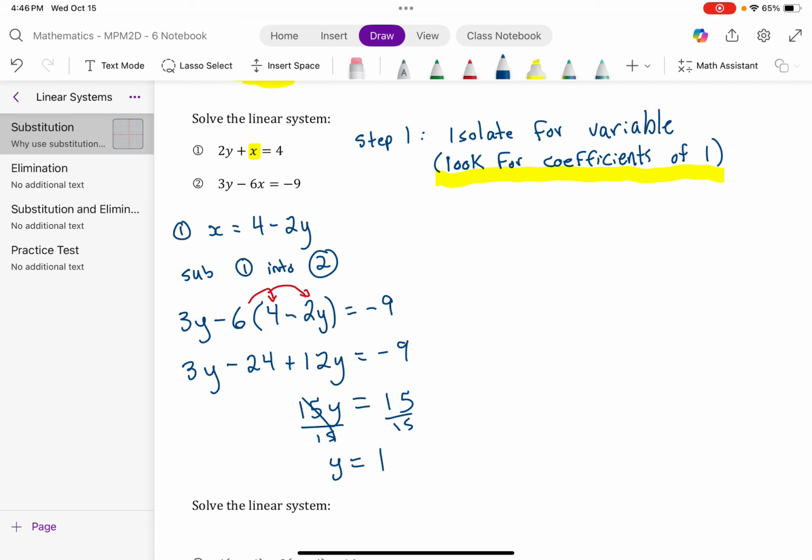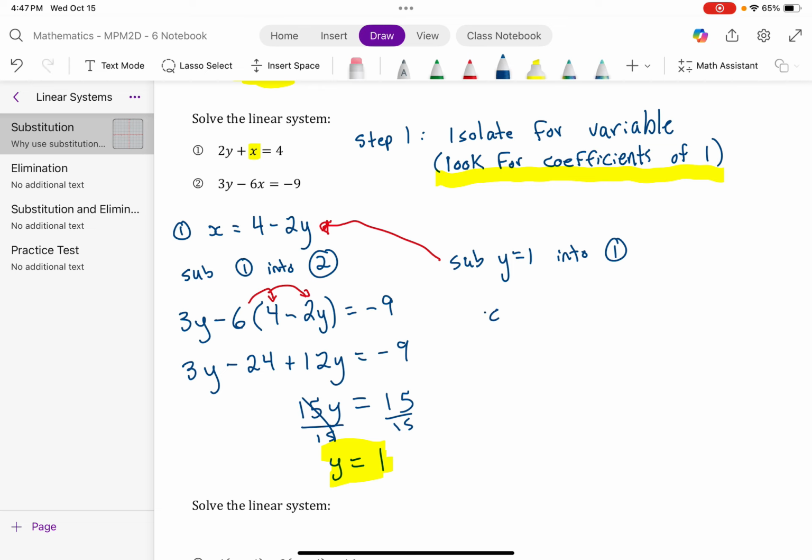And now I can take that answer of y is equal to 1, and I can sub that into equation number 1. That equation right there that I just isolated already for x. You can sub it into the original equation if you wanted to. You can sub it into equation 2. They should all give you the same answer, so I recommend choosing the one that's easiest. In this case, it is the one that has x isolated already on its own.